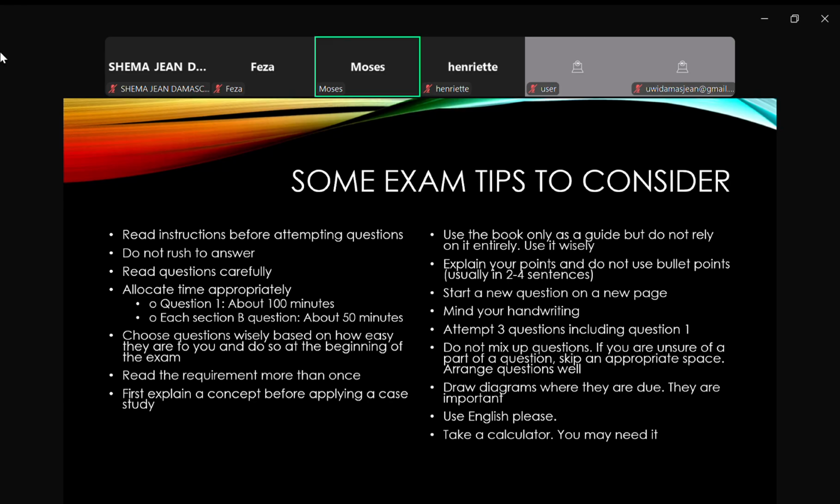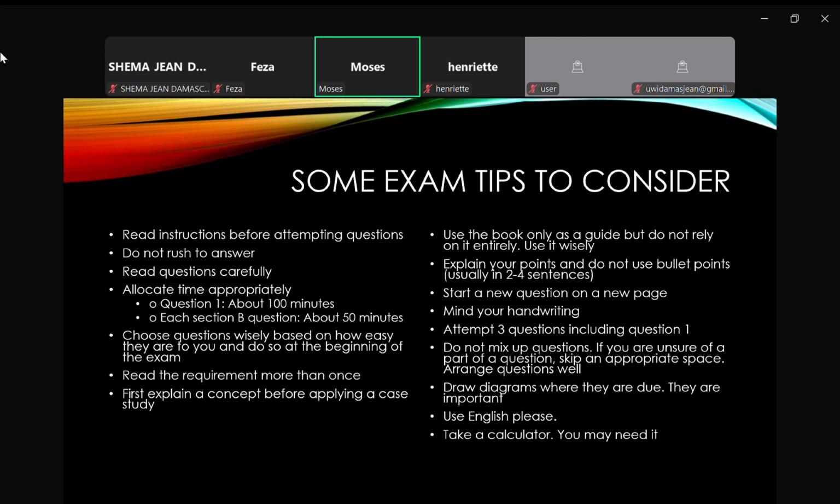Read the requirement more than once. I think I said that. When you are answering the question, first explain the concept before applying. The key concept, the key topic in an examination requirement, before you answer what you've been asked.